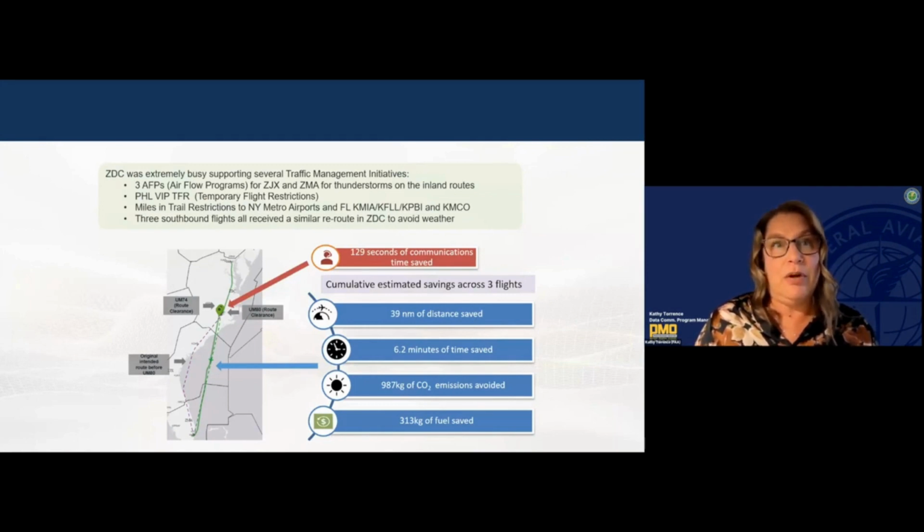So kind of going back to the push to load, the amount of time that it would have taken on the radio to read that clearance and then for the pilot to physically enter that clearance ends up providing pretty significant savings just on one flight. And when we look at it across the US, it's great numbers, great savings. But for this particular example, they were able in their reroute to save 39 nautical miles, 6 minutes. And again, you can see the CO2 emissions and the fuel that was saved as well.